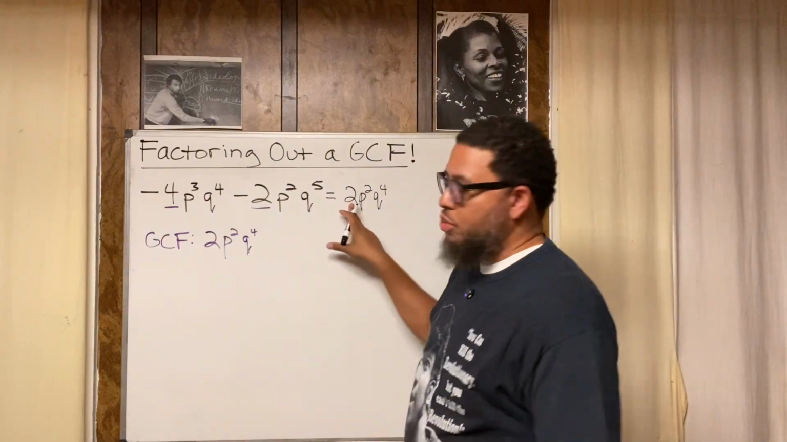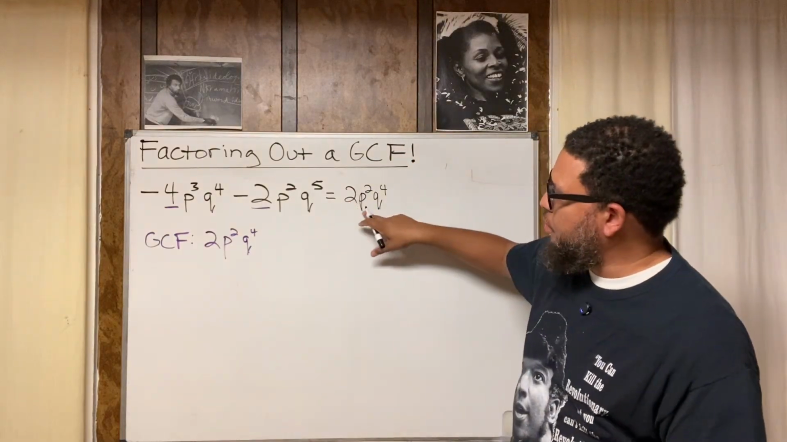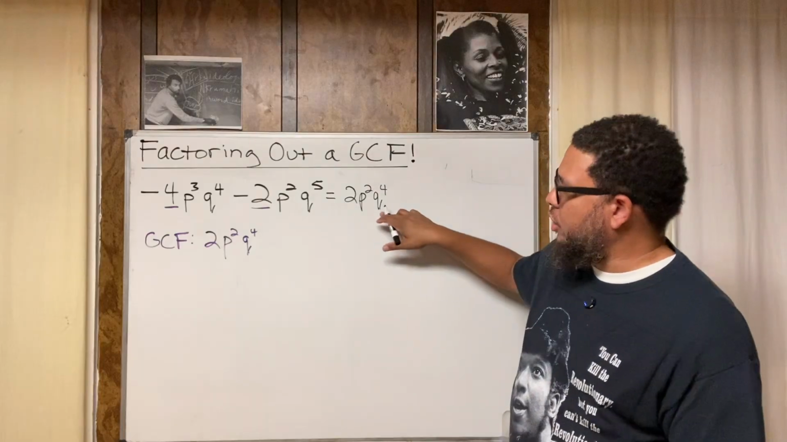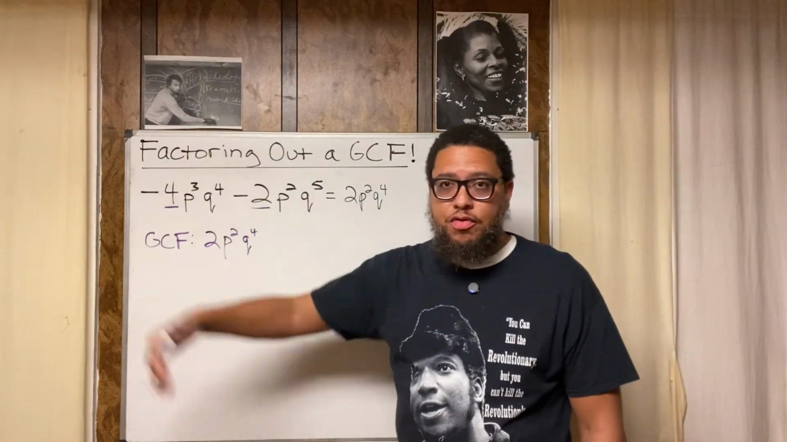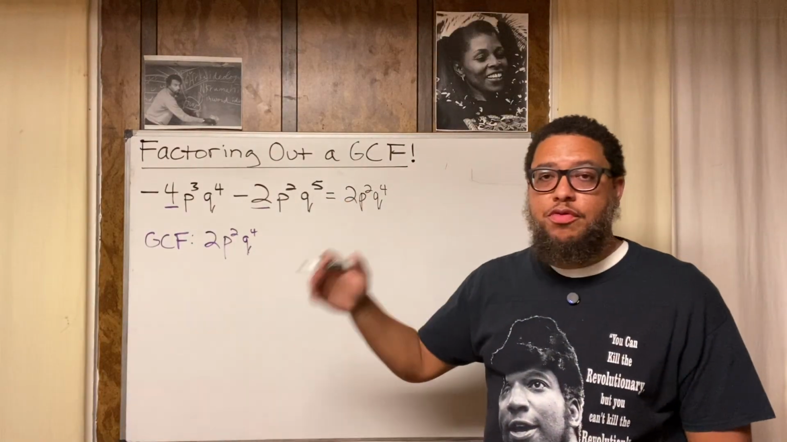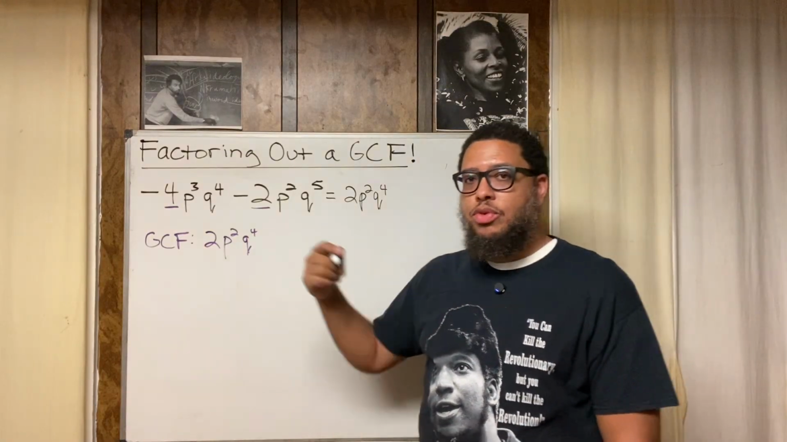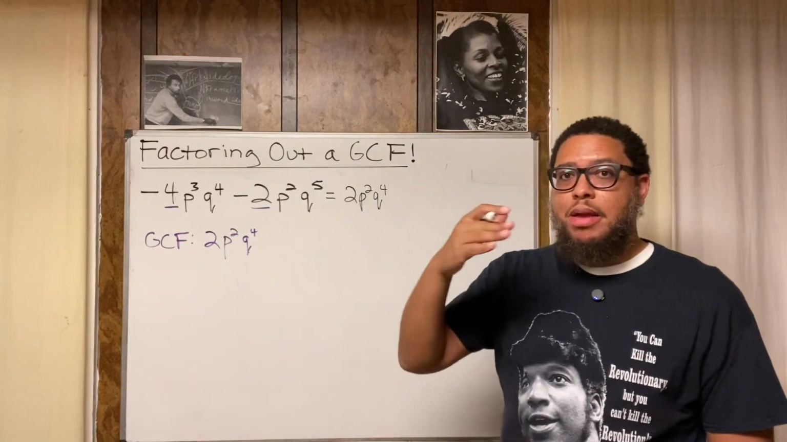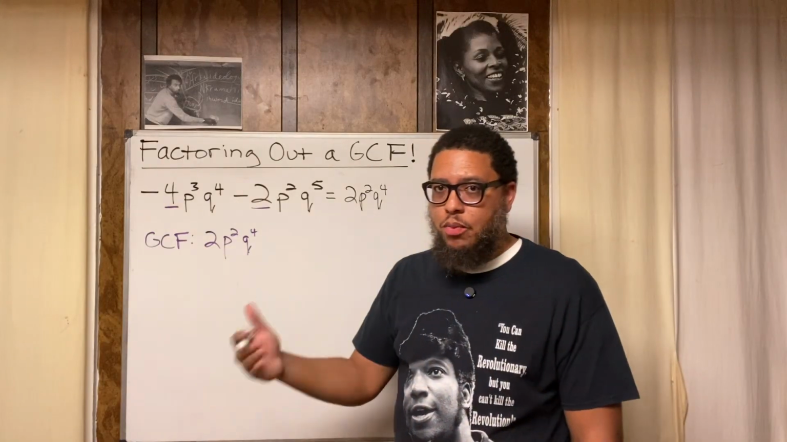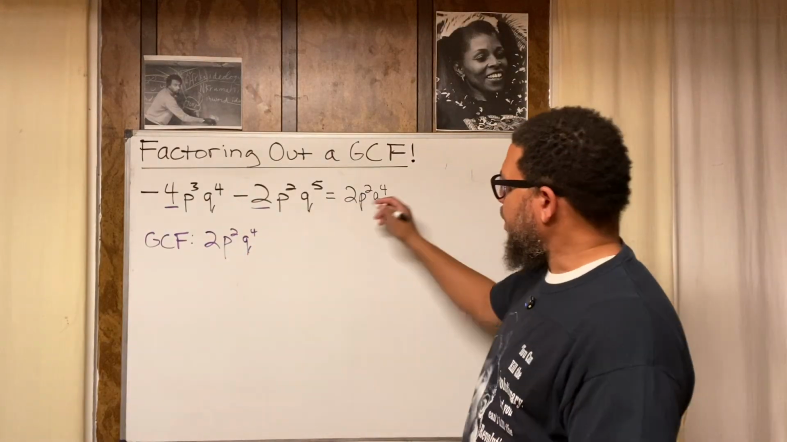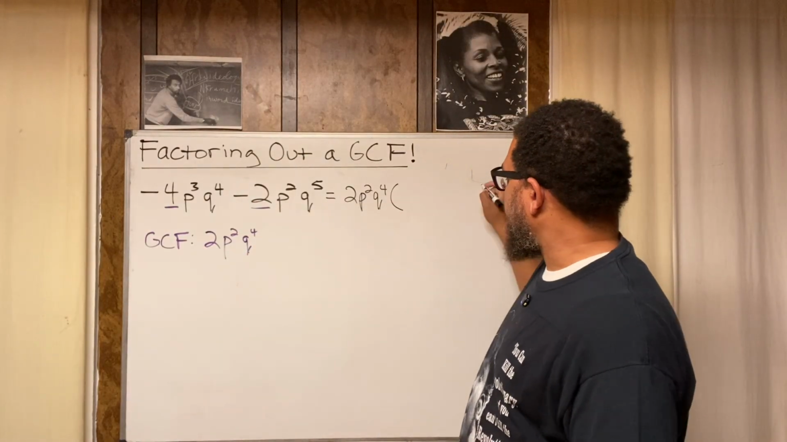Make sure you know where this 2 came from. Make sure you know where this p squared came from. Make sure you know where q to the 4th came from. Rewind the video, hit pause, run it back if you don't understand where this 2, this p squared, and this q to the 4th came from. You need to understand the steps and the rules because you do every single problem the same way, no matter what it looked like. Next to this, you write parentheses.